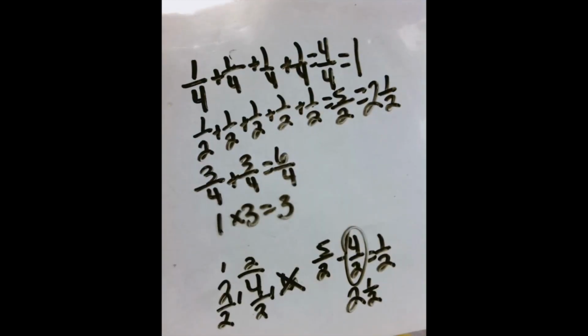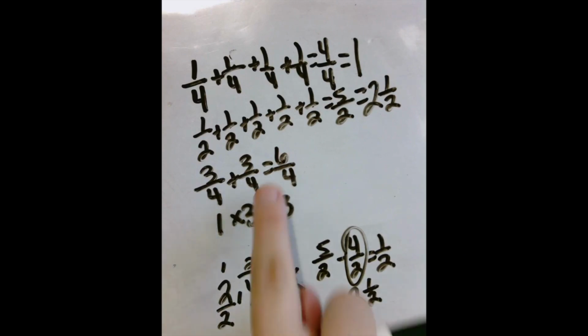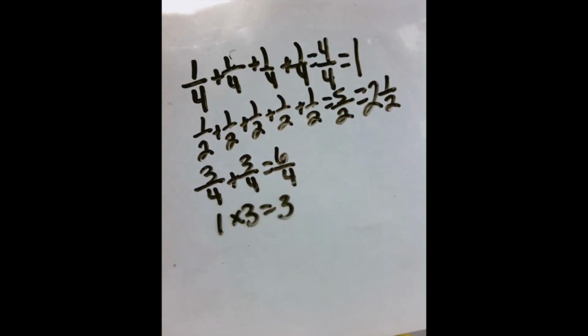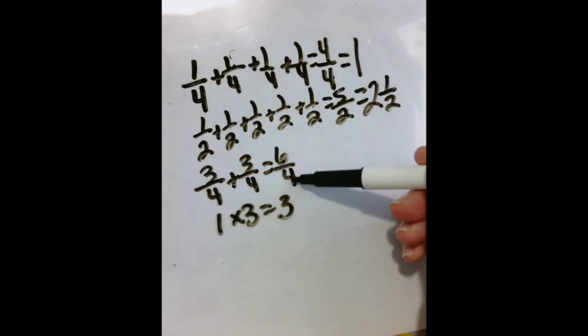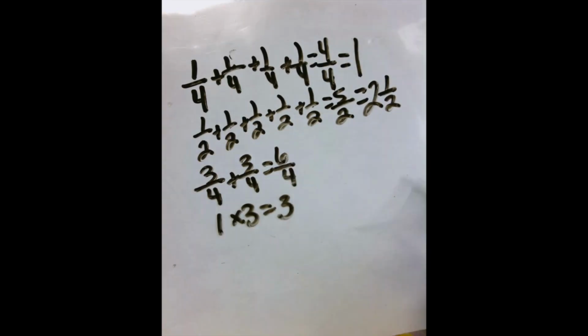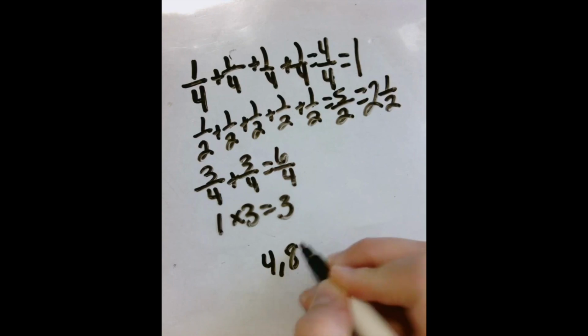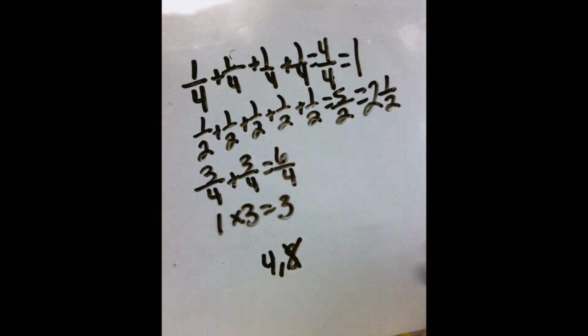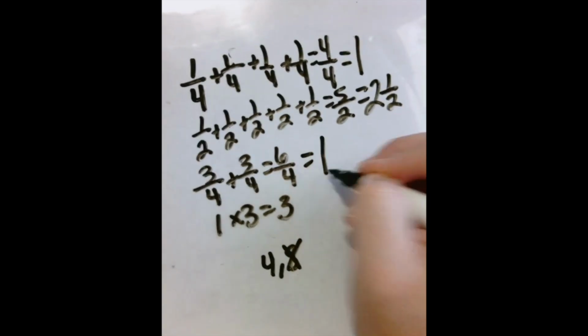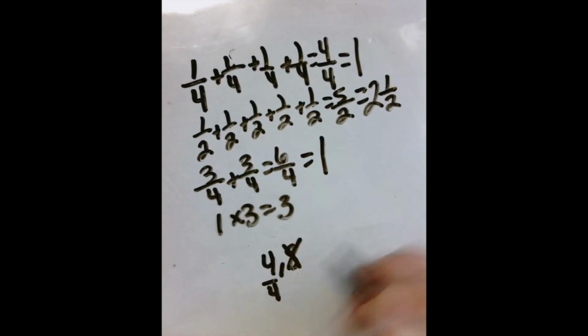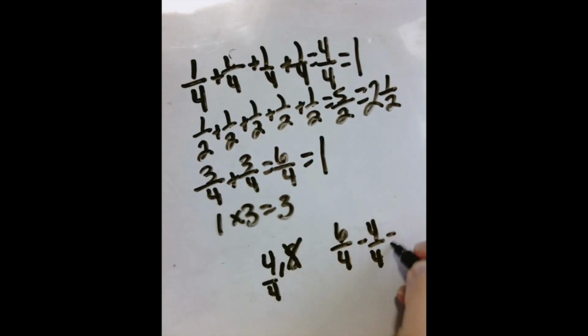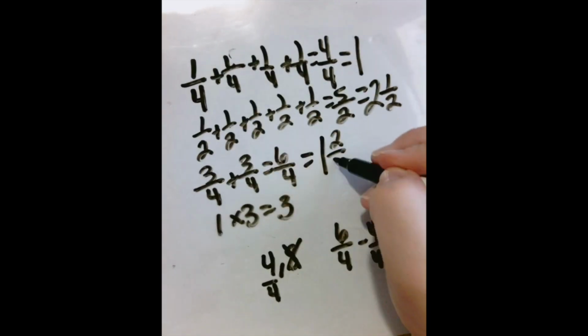Same thing here. I now have 6/4. Well, that is also an improper fraction. So I'm going to think, how many groups of 4 will go into 6? So 4, 8. Of course, the answer is 1. So it's equal to 1 whole, and this is 4/4. So I take 6/4, subtract 4/4, and I have left 2/4. So 1 and 2/4.